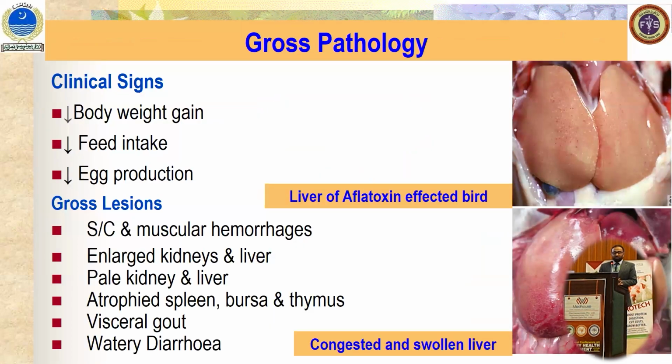So the upper one, you can see a typical lesion for aflatoxin. There is an anemic appearance of the liver. Definitely, we all observe lower body weight, lower feed intake, and egg production will drop. And grossly in the kidneys, there will be pale, large kidneys. These are lesions many times we see on necropsy in the field.